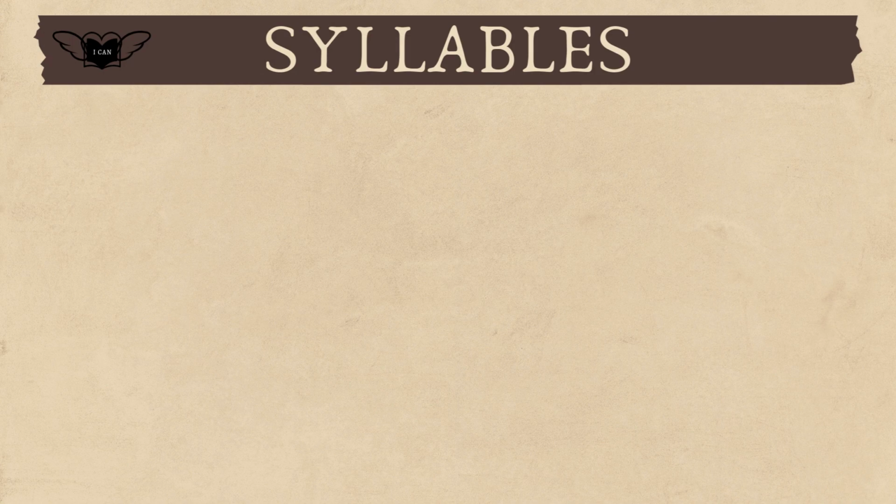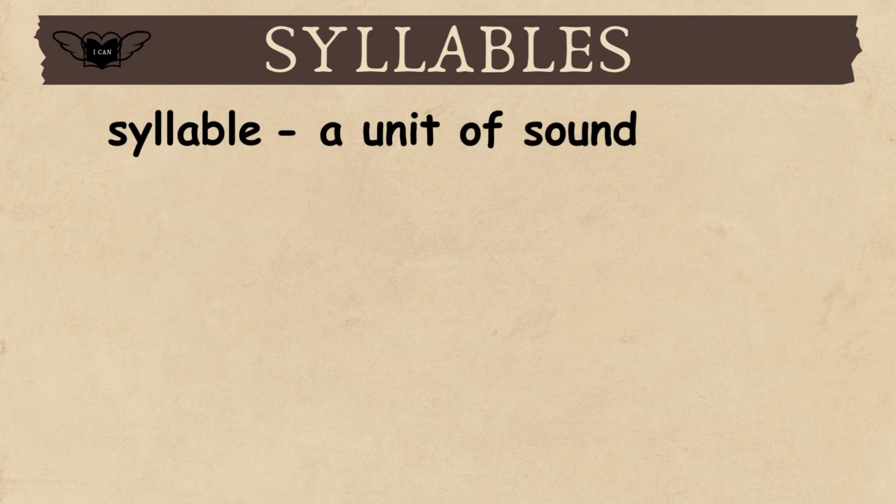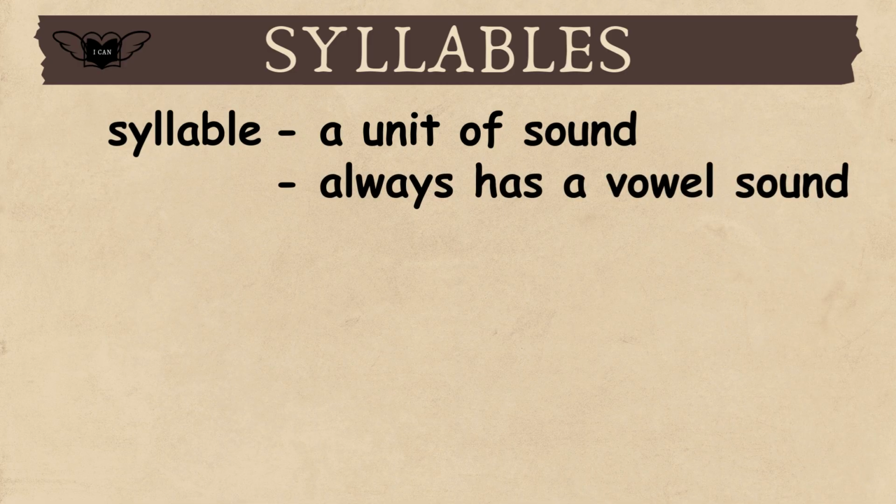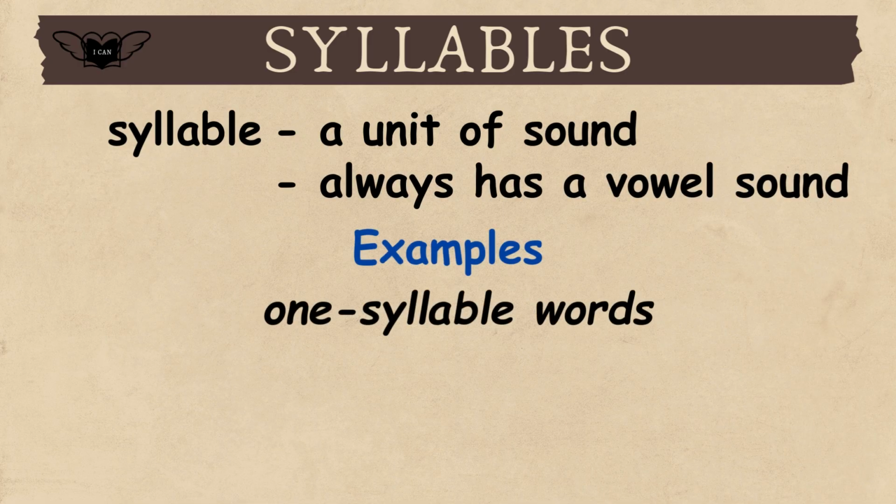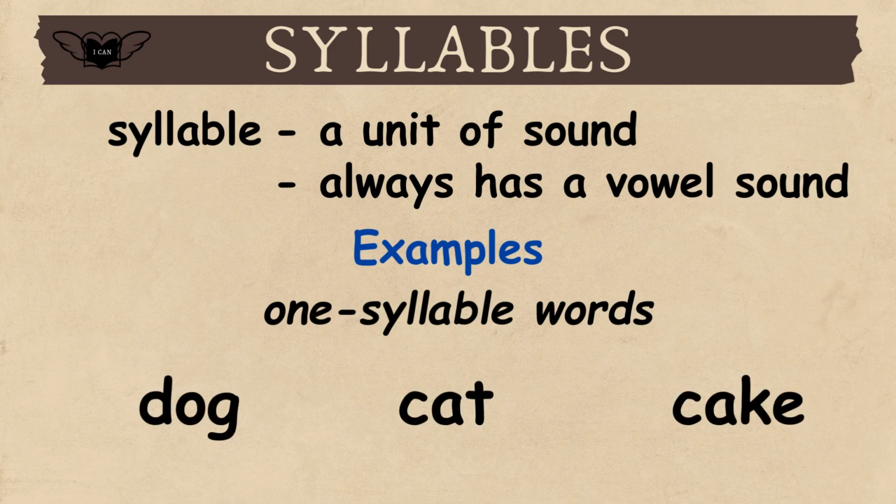Hi. Before we start with the stress patterns, let's talk about syllables. A syllable is a unit of sound. There is a vowel sound in every syllable. Let's look at examples. One-syllable words: dog, cat, cake. As you can see, there is only one vowel sound, not letter, sound, for each word.